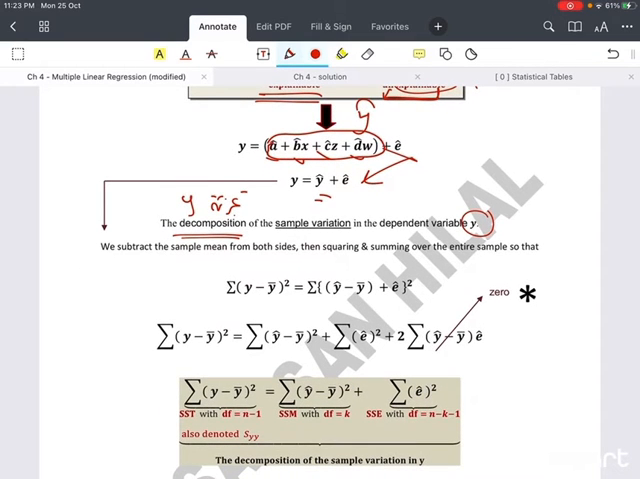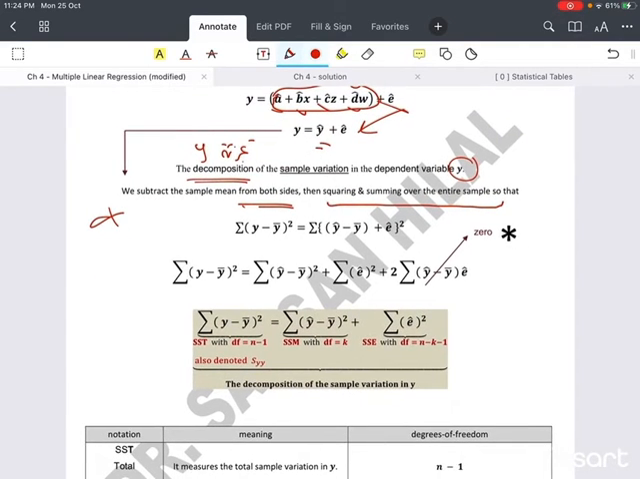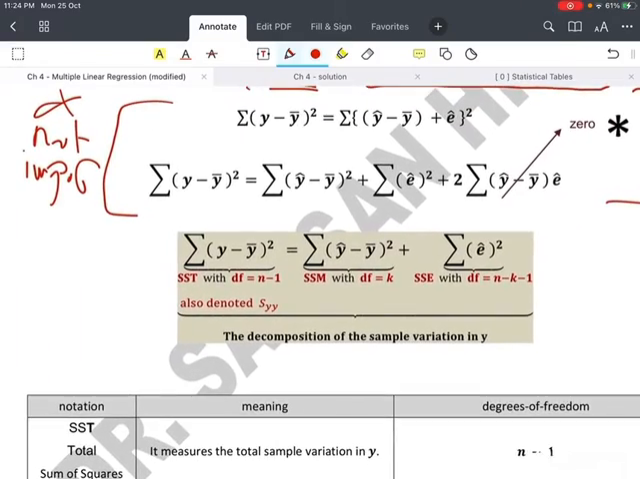Okay, you will find it down. We subtract the sample mean from both sides, then squared and summation. So they explain what they are doing here, okay? So this is not important, so leave it. It is not important. Leave it and come for this part.